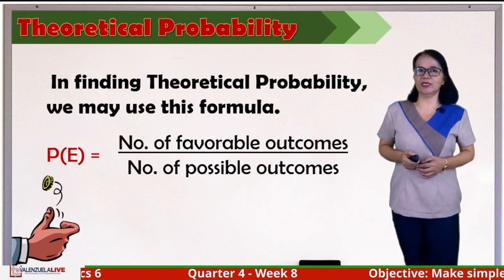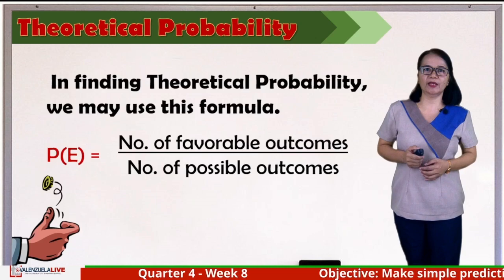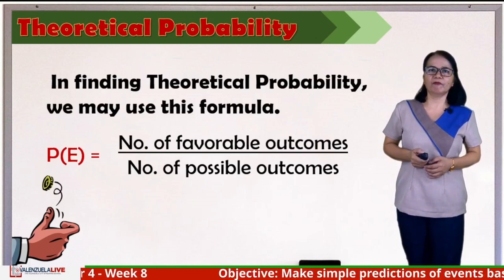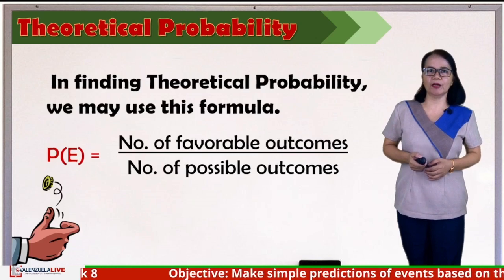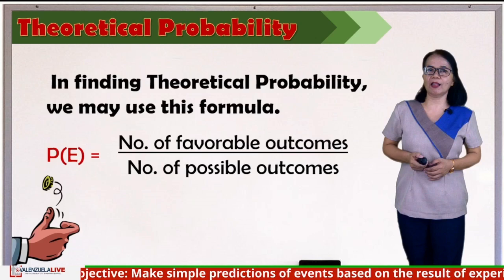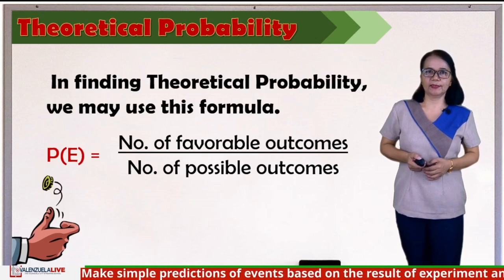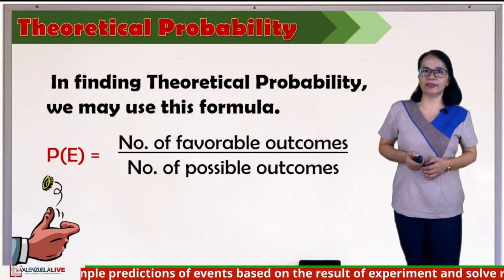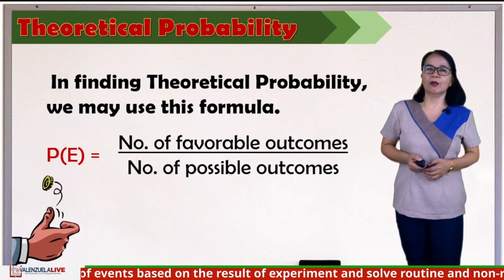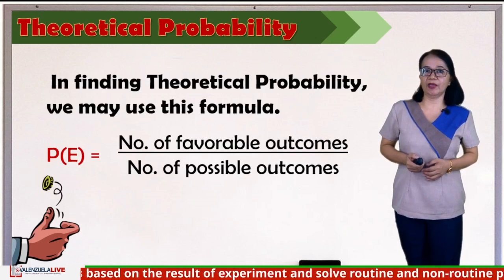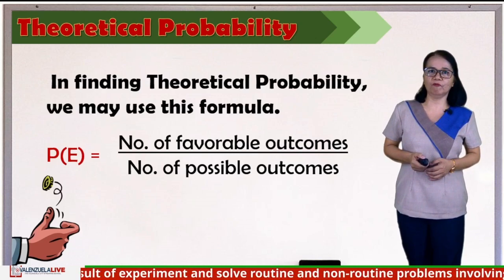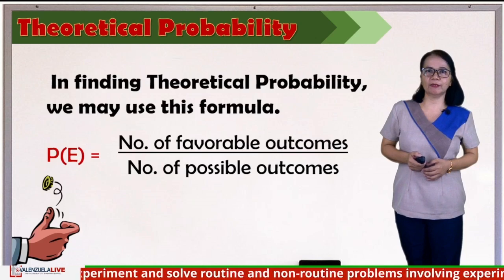In this activity, we only identify the number of ways the event can occur, or the favorable outcomes, out of the number of total outcomes. That is called theoretical probability. In finding theoretical probability, we may use this formula: probability of an event is equal to number of favorable outcomes over number of possible outcomes.